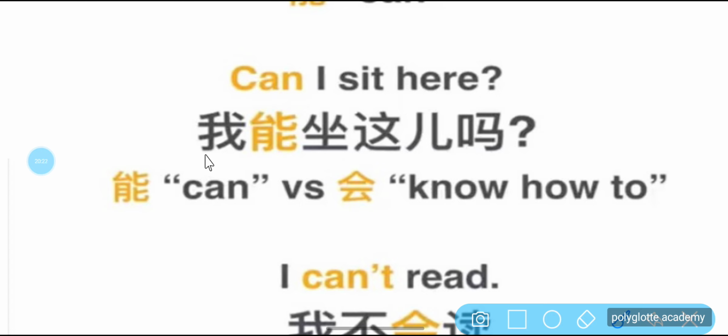Now for the next one, we start with 我, which is I. And then we have 能, which is can, expressing possibility. So I can erase this one and demonstrate that one after another. 我, which is I.